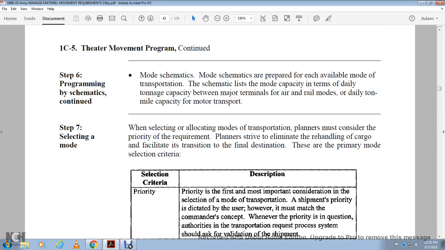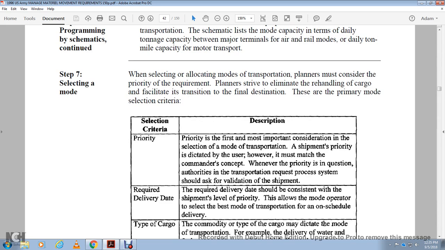Step 7, selecting a mode. When selecting the mode of transportation, planners must consider the priority of the requirement. Planners strive to eliminate rehandling of the cargo to facilitate the transition to the final destination. The primary mode selection criteria: first, priority.